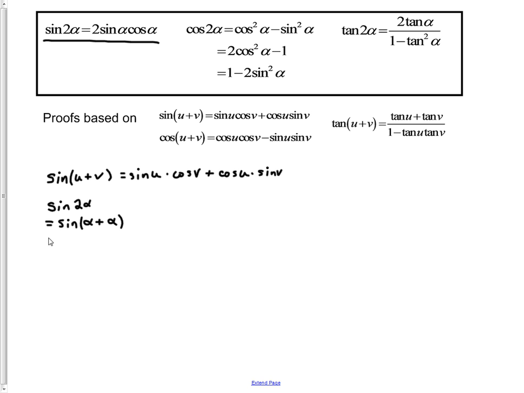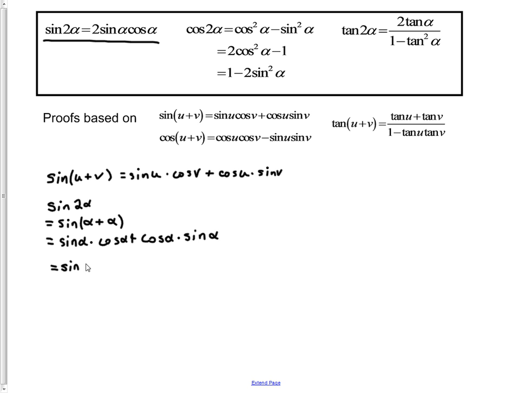Well, if that's the case, then by this sum of angle identity, we actually have the sine of the first angle times the cosine of the second angle, added to the cosine of the first angle times the sine of the second angle. Well, the first and the second angle are both exactly the same. It doesn't really matter which order we multiply sine of alpha and cosine of alpha. It's the same either way.